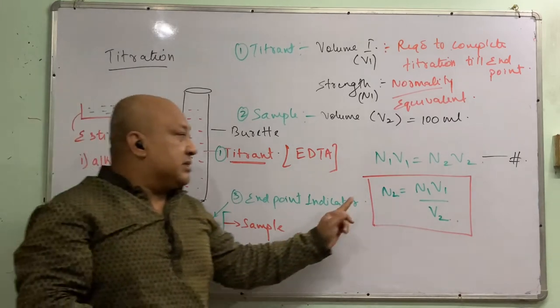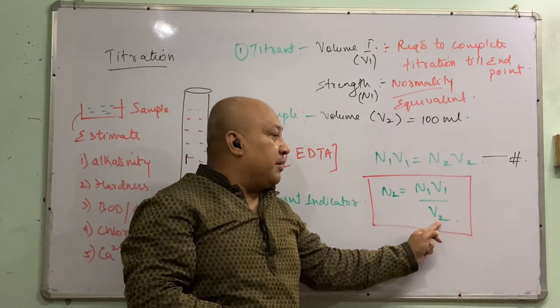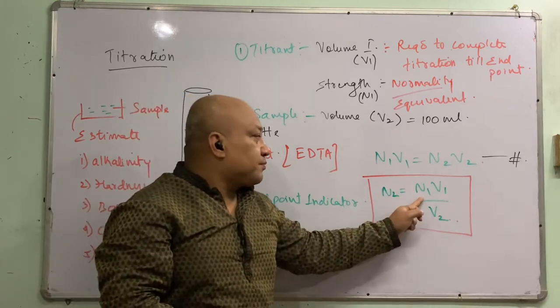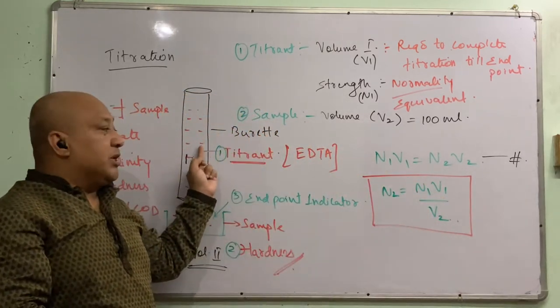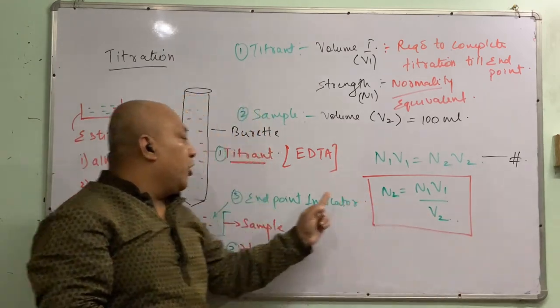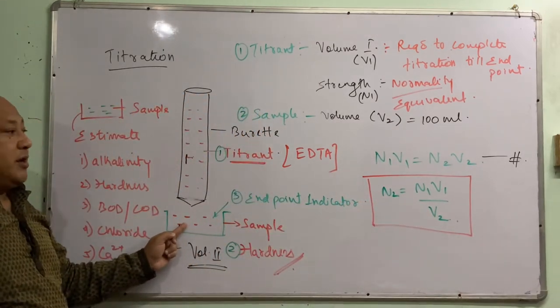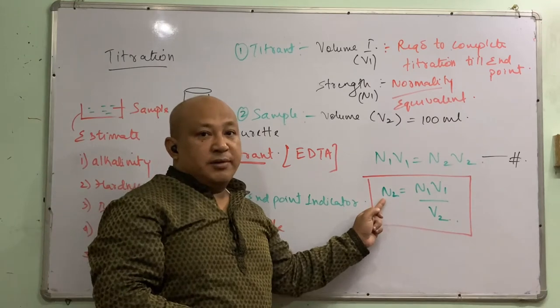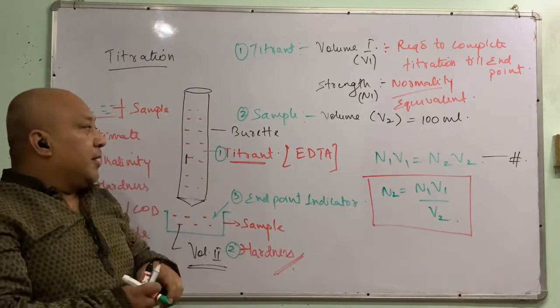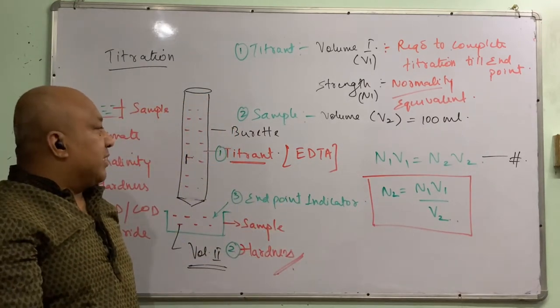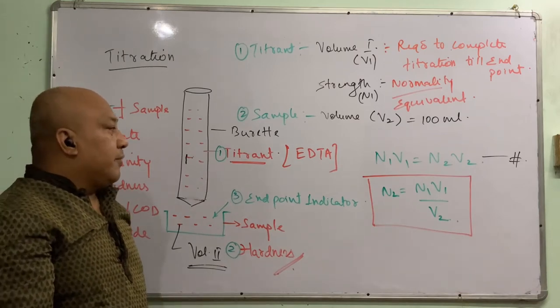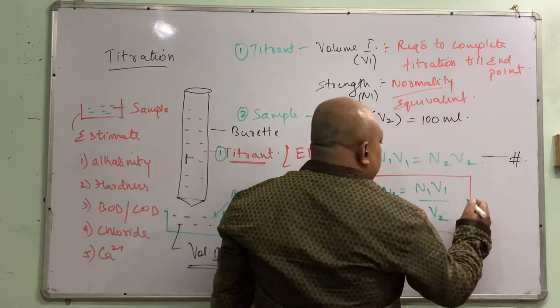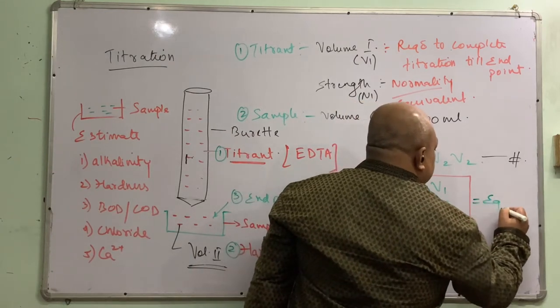The basic fundamental is N2 is equal to N1 V1 by V2. N1 is the strength of the titrant, V1 is the titrant you consume, V2 is the volume of the sample that you have taken. So strength you can find. Is that okay? Now let me give you one example. This is a basic fundamental. Whatever you get over here, you will get in terms of equivalent.